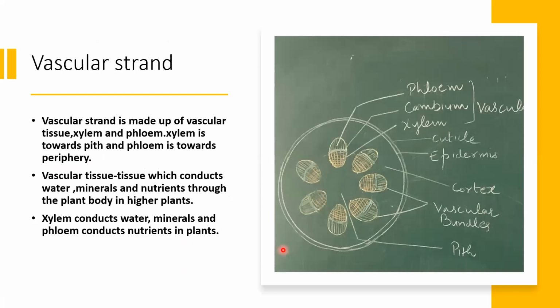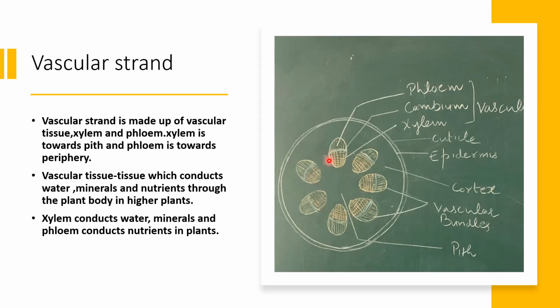Now, if we cut the section of stem transversely and see its anatomy or internal structure, we'll see that vascular tissue is arranged in the form of vascular bundles. For the growth of the plant, water, minerals and nutrients are needed. Water and minerals are supplied with the help of xylem tissue and nutrients are supplied with the help of phloem tissue. In transverse section, we'll see vascular bundles arranged in this pattern.